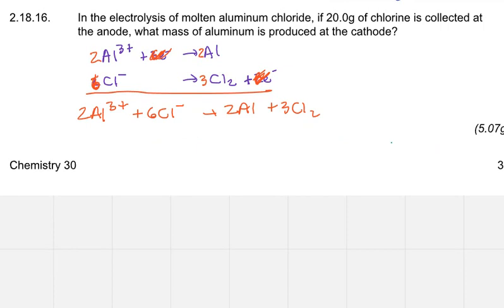So you could give this to a friend in Chem 20 and they could handle it. If we had 20 grams of chlorine and they want the mass of aluminum, how do we do this? Get a number of moles. That's always rule number 1. 20 grams of chlorine divided by the molar mass of 70.90 gives us 0.2821 moles of chlorine.